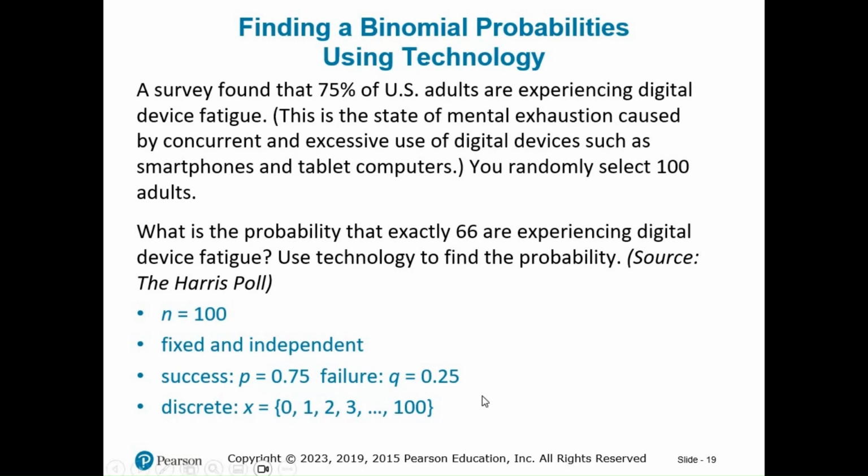All right, so this is a binomial experiment. So the question is asking, what is the probability that exactly 66 are experiencing digital device fatigue? So that is my X, 66. So I plug this into my calculator with the values shown. N equals 100, P equals 0.75, and X equals 66. Do that calculation now.